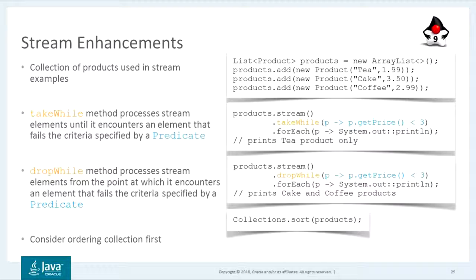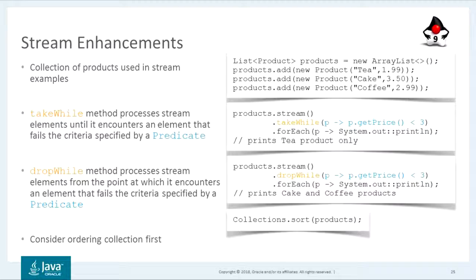Imagine you have a list of objects. You added some objects to this list. And then there's an interesting method. It's called takeWhile. It's a new method, that's the new feature. The takeWhile method operates on a stream. You set up the condition, the predicate, for example, price of product less than 3. That's your predicate. And then you process each product.